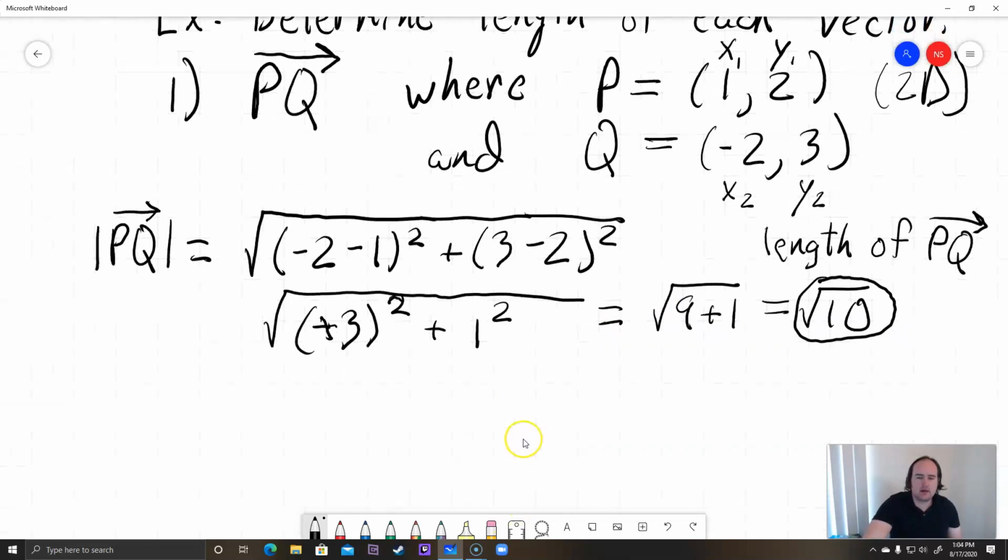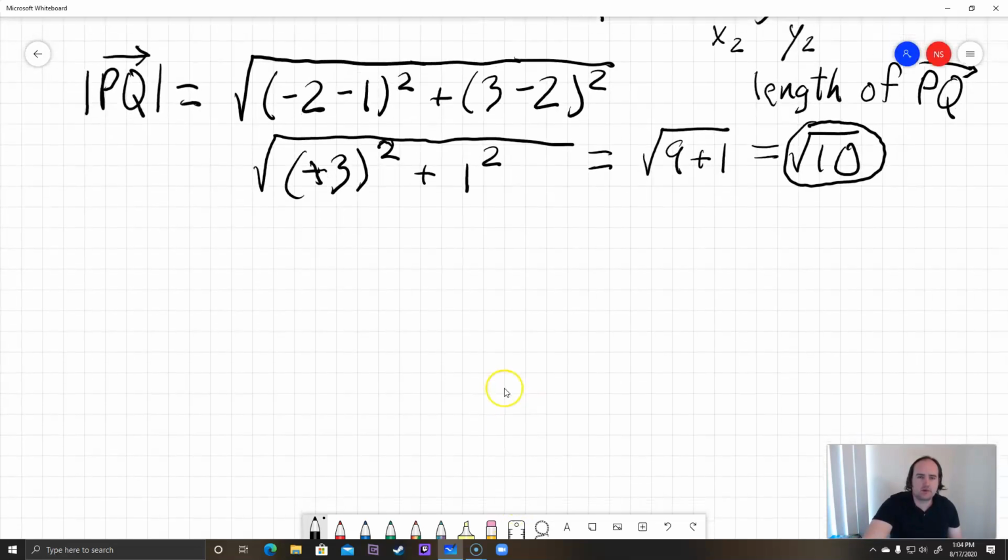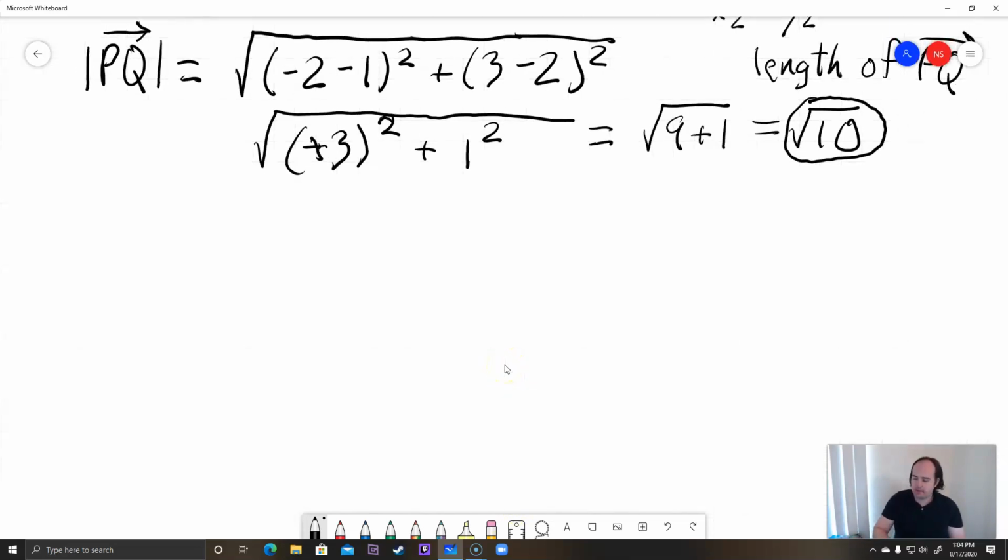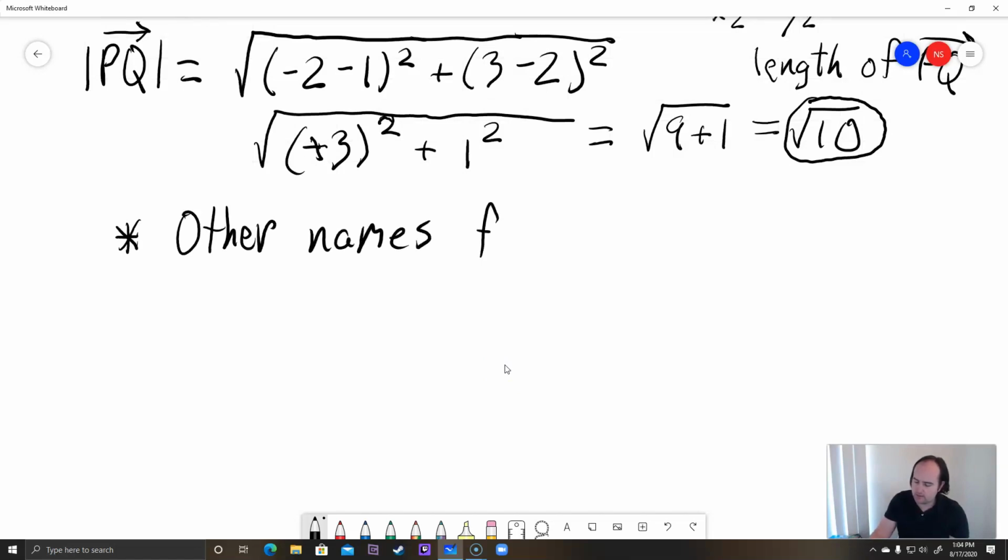So since I talked about it, why don't I write it down before we do more examples? Okay. So other names for length, other names for the length of a vector.